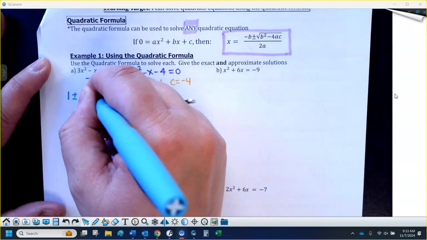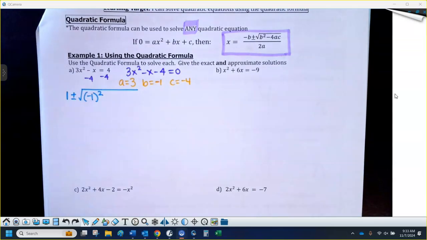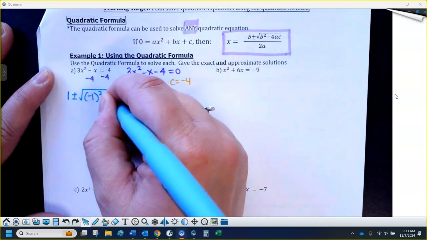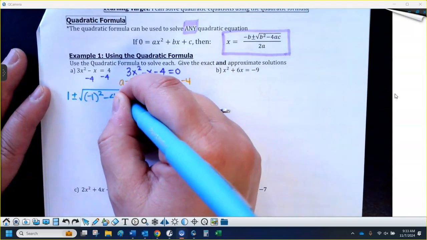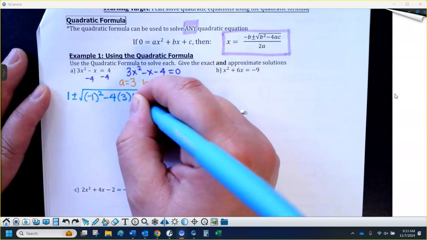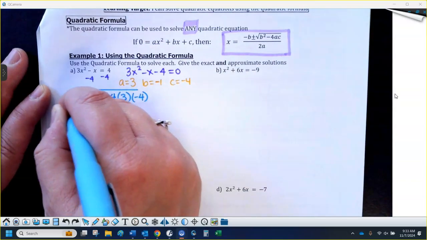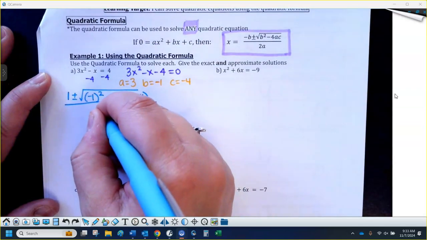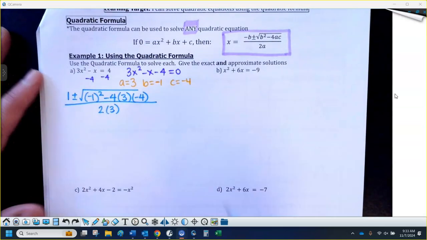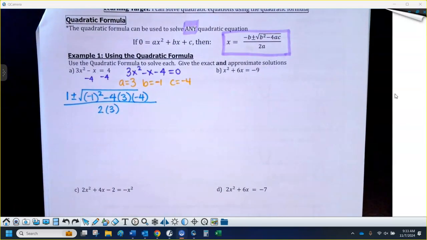B squared would be -1 squared. That term there should always become positive, whether you plug in a negative number or a positive number, because you're going to square it. And then minus 4 is part of the formula. The a value is 3, and then the c value is -4. And then this whole mess is over 2 times the a value. Don't forget that. I feel like people sometimes will just do the top of the quadratic formula and they'll forget the bottom part. The 2 is part of the formula, and then 3 is what I'm going to plug in for a.